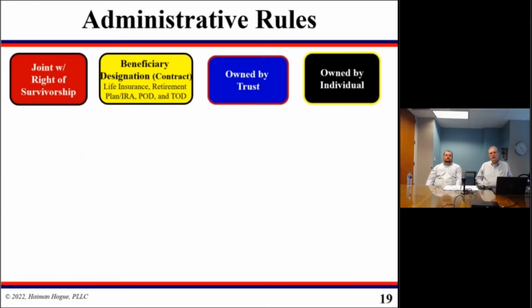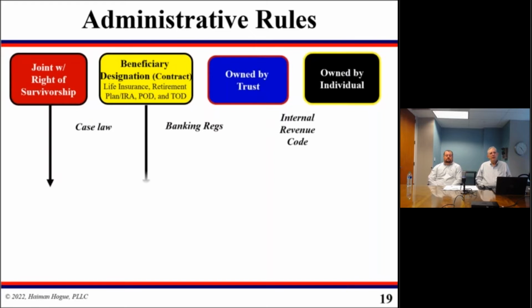So let's take a look at the administrative rules. You remember a while ago I said, how many different rules apply? We'll take a look at this. I think you'll find this eye-opening. You always have to look at case law, banking regulations, the Internal Revenue Code, and the Treasury regulations.